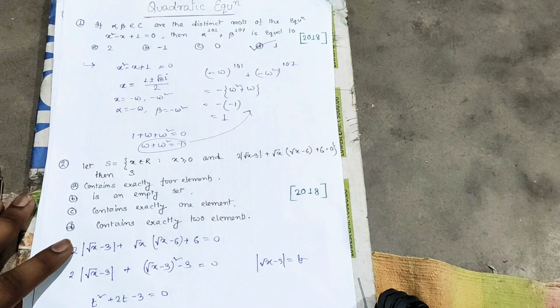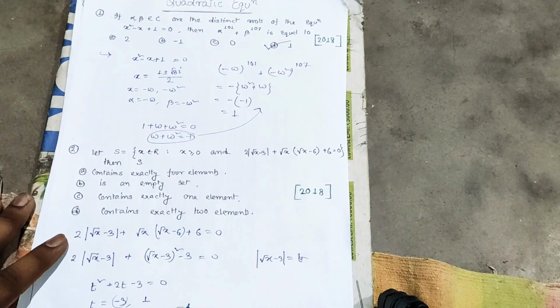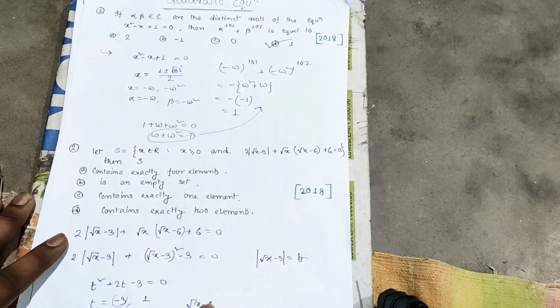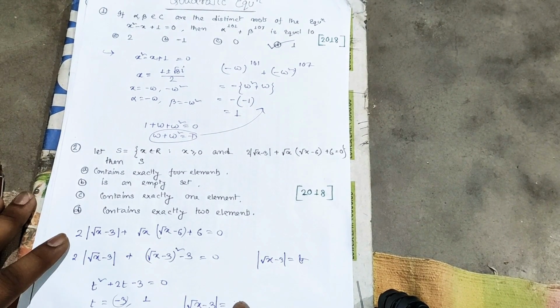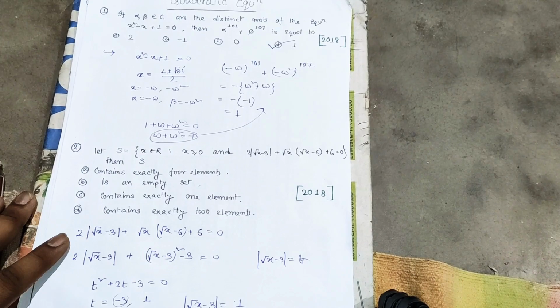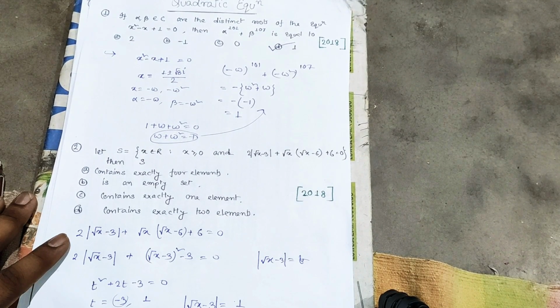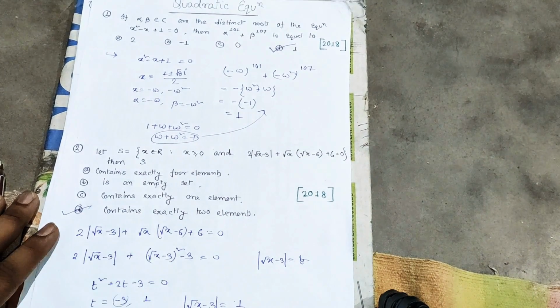So minus 3 is useless as it is modulus and x greater than 0. So modulus under root x minus 3 equals to 1. So I will get under root x equals to 2 and 4. So x will be 4 and 16. So that there is exactly 2 elements, and the option is D.